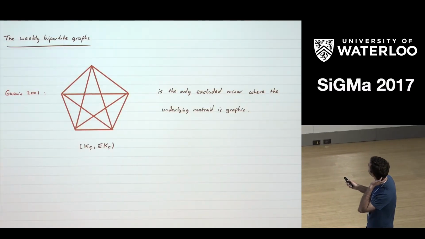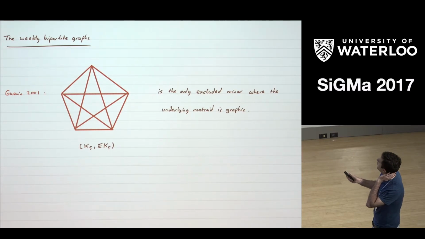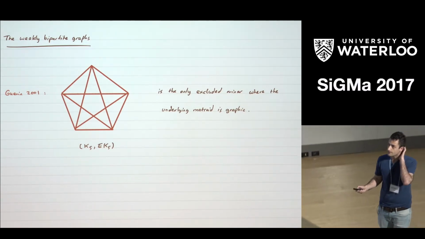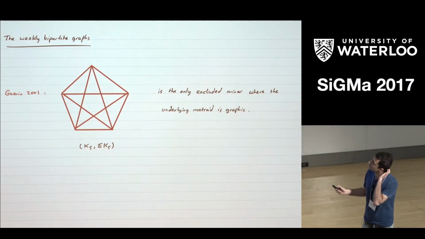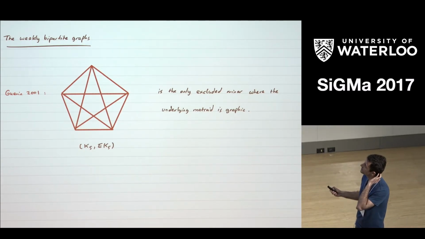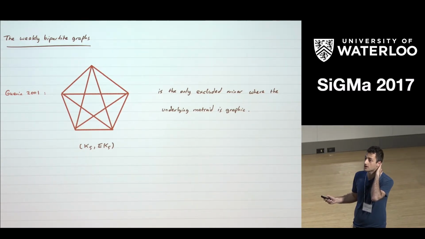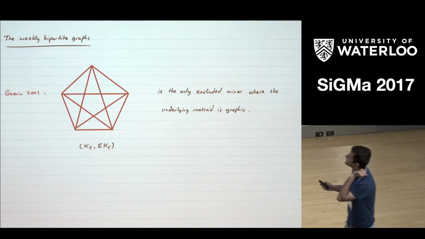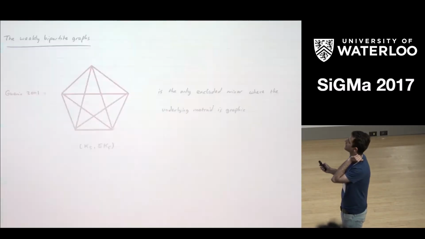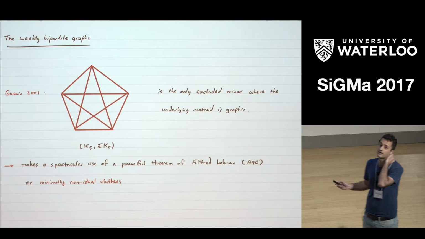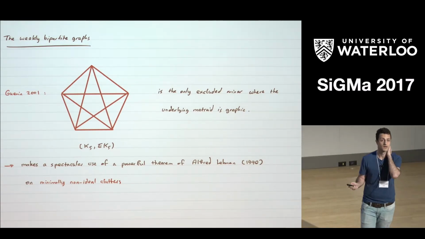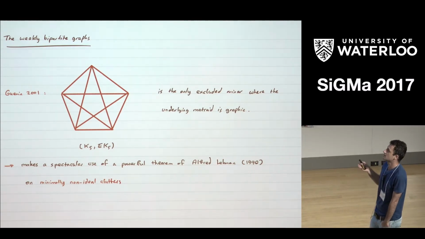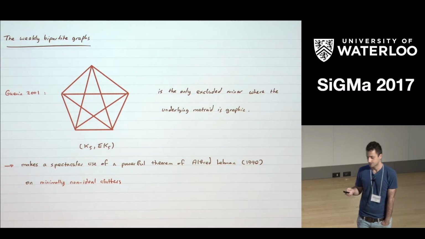What he showed was that odd K5 is the only excluded minor where the underlying matroid is graphic. And this was a very nice result because it gave a complete co-NP characterization of weakly bipartite graphs. If you've come across those, you know what it's about. And his proof relied on this very powerful tool given by Alfred Lehman in 1990 on minimally non-ideal clutters, which was a very nice co-NP characterization of set covering polyhedra that are integral.